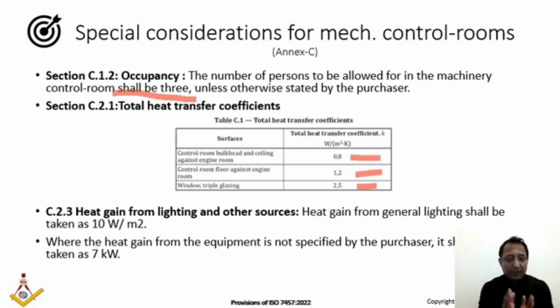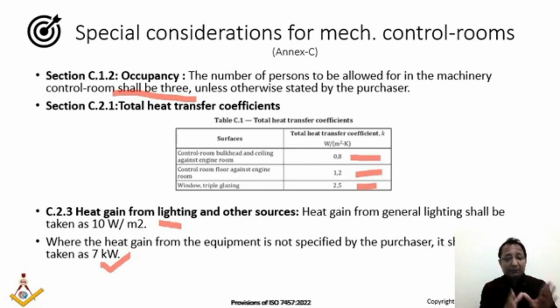C.2.3 talks about heat gain from lighting and other sources. It says that heat gain in the control room, basically the mechanical control room in the ship, can be taken as 10 watt per meter square for the lighting, and you can put this value in the heat load calculation. Similarly, heat gain from the equipment should be considered as 7 kilowatt. Wherever the values are not specified by the vendor, we can go for the 7 kilowatt value, and you can start the heat load calculations. No need to assume anything, because 7 kilowatt is already mentioned. So you are on the safer side.